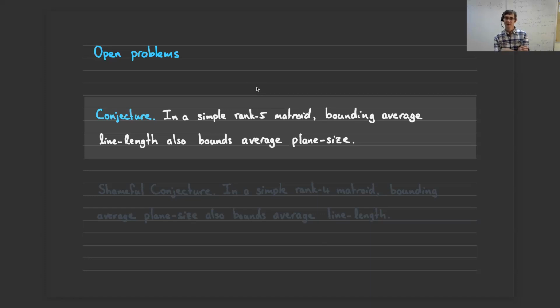But this is really just an instance of a bunch of conjectures, but let me just state it in a simple case. So I conjecture that if you take a simple rank 5 matroid and you bound the average line length, then it also bounds the average plane size. So here I'm saying if the average line length is at most 3, then the average plane size is at most 1 million.